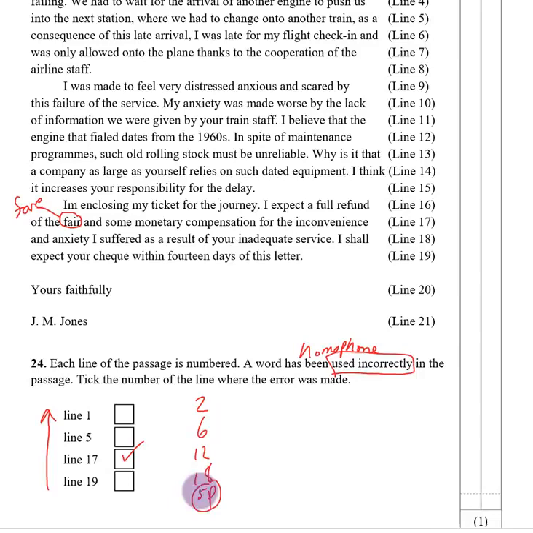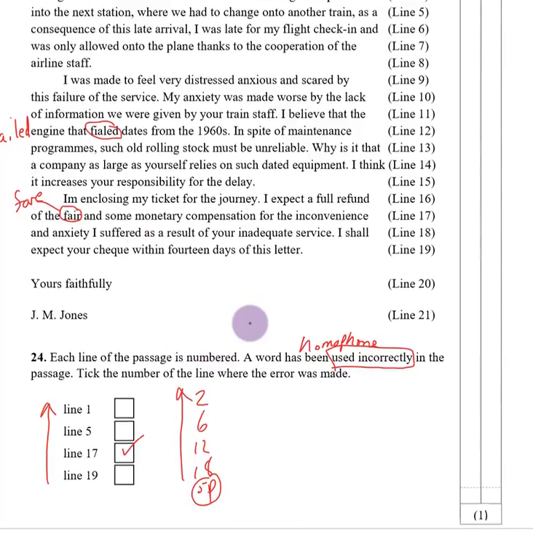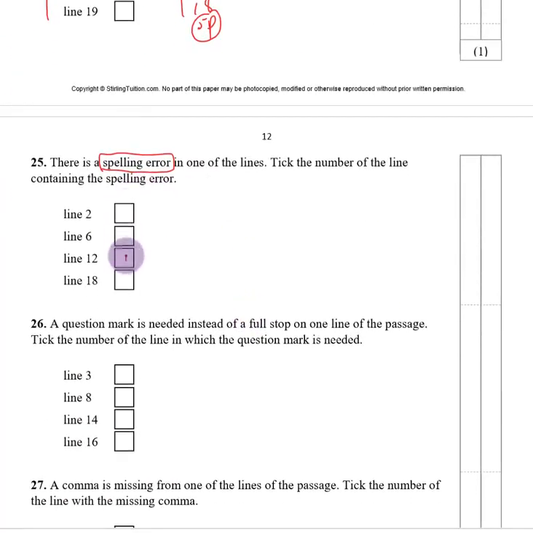Okay, so I'm starting from the bottom and I'm looking up. So 18, spelling error. And anxiety I suffered as a result of your inadequate service I shall. So it's not 18. Back up to 12. Engine that failed. We've found our mistake. This should actually be failed, as in A-I-L. Okay, so failed is the answer. So that's line 12. I go down, I tick it straight away, I move straight on.